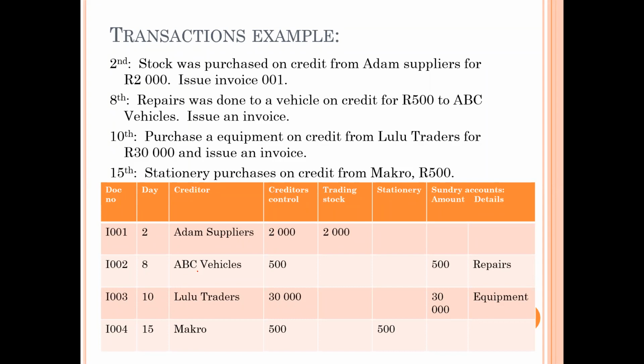Then with creditor, we've got the name of the business, ABC Vehicles. The amount is 500 Rand. 500 Rand will go to creditors control. It is for repairs. Now you will see, for instance, there's not a repairs column at the top, so therefore it will go to sundry accounts. You write the amount 500 Rand and you say what it is for. It is for repairs. The next transaction is on the 10th.